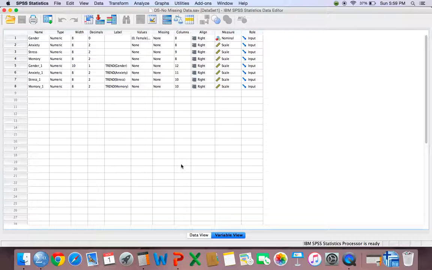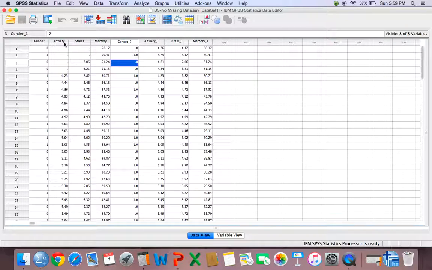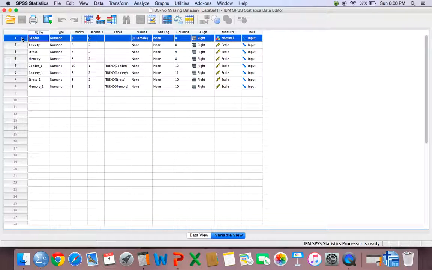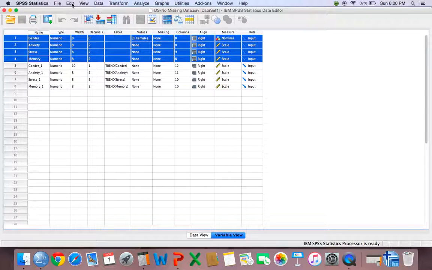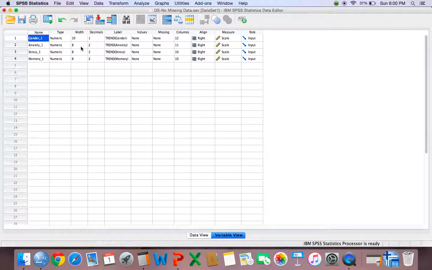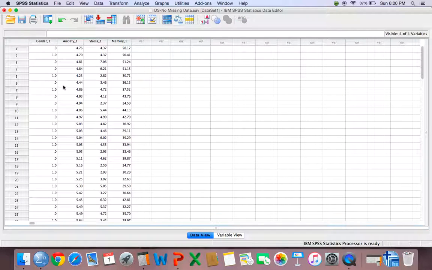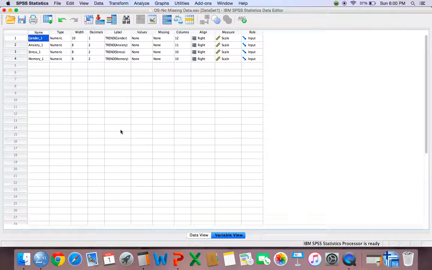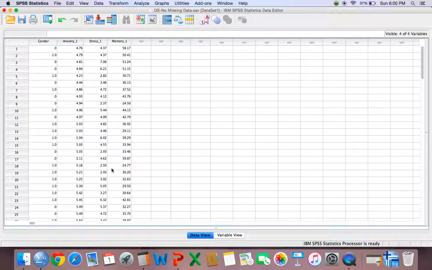Now I suggested deleting the variables that you had before because it is very easy to accidentally use the wrong variables in other steps. It's very easy to use these variables over here instead of these new variables that you want. So to delete them, I can highlight them, click Edit, and then click Clear. And now I see that I only have my new variables. And if you don't like the underscore and the 1 at the end, you can just double click on this and rename it. So now you have gender instead of having the underscore and the 1.